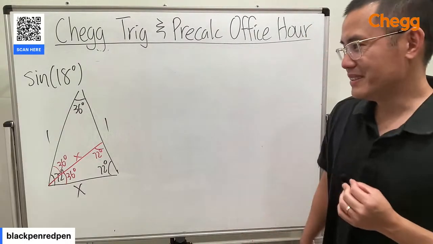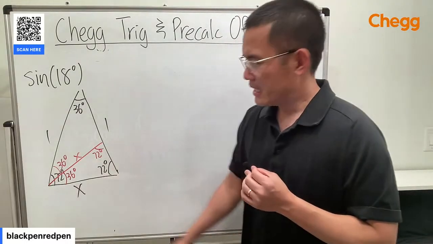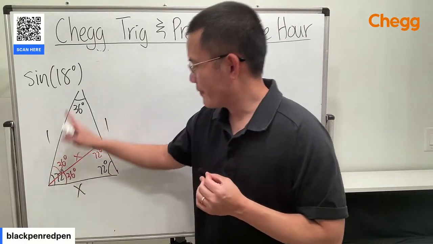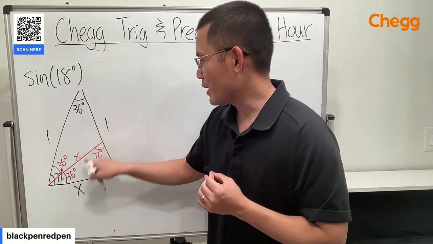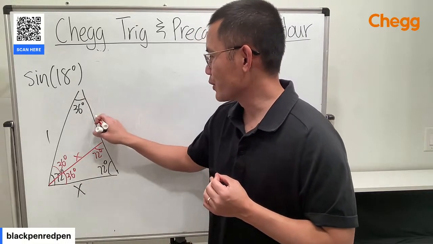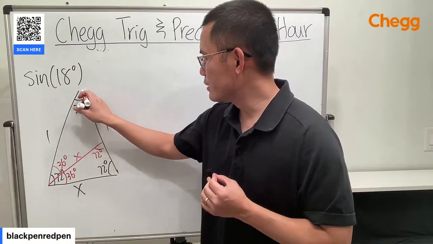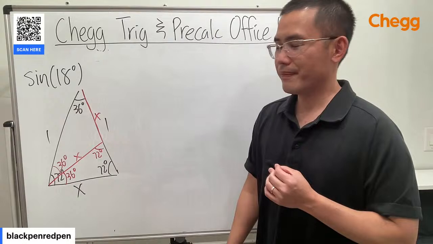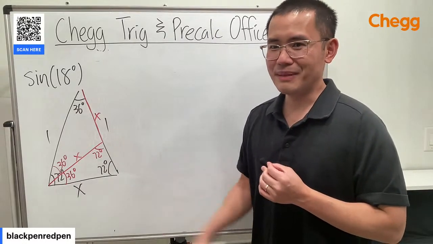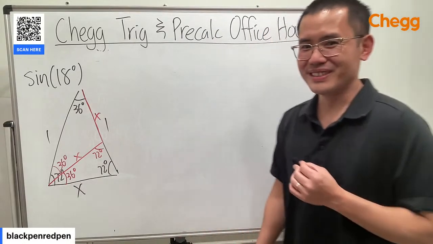Okay, now this is pretty exciting. Have a look. This is 36. That's also 36. Again, isosceles triangle. This is x. This is also going to be x. I'm going to just label this red part x. Okay, that's my hint. Do you guys see how to do this?